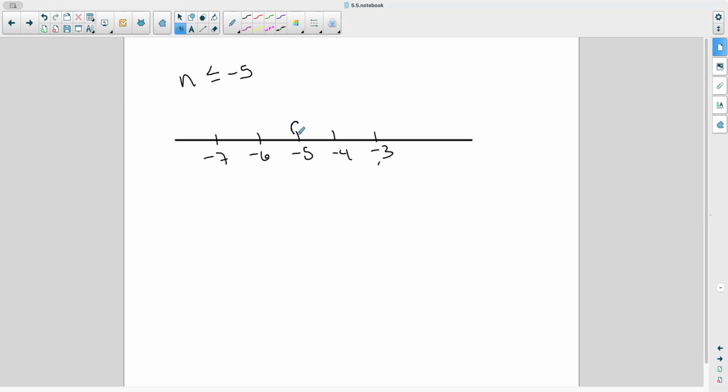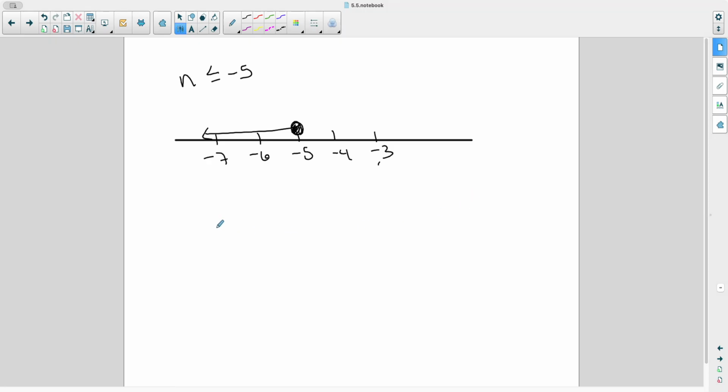So I close the circle because it's equal to, right? So it's less than or equal to. And then I'm saying n is less than that. Does it go to the left or to the right? The left. Makes sense? Are we good with how to draw these?